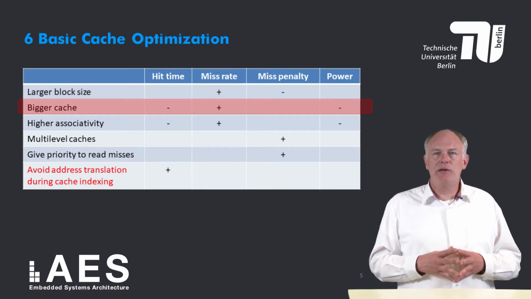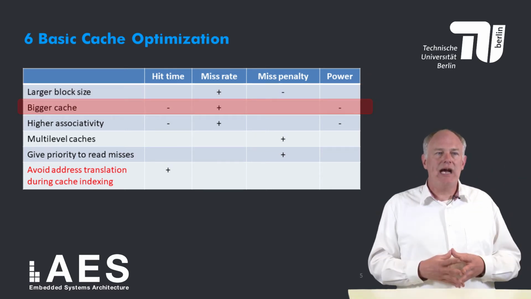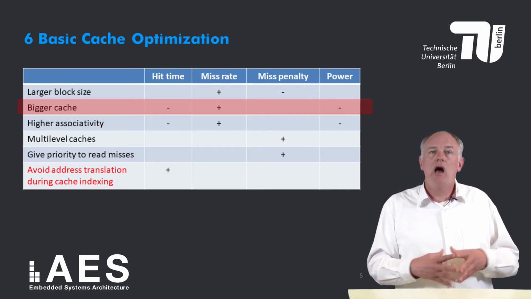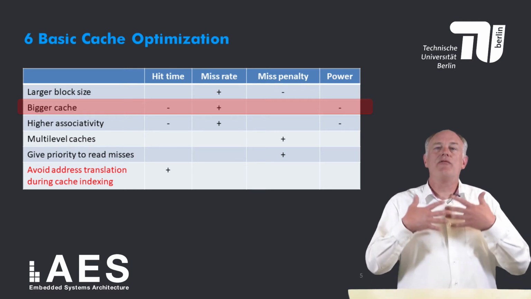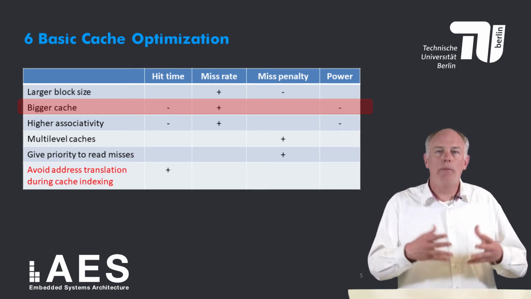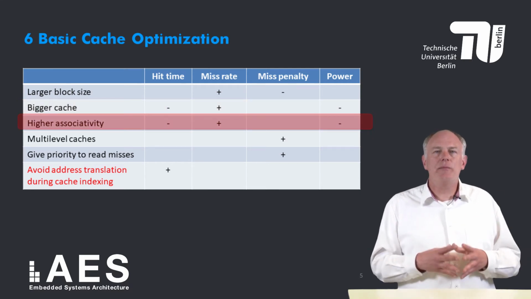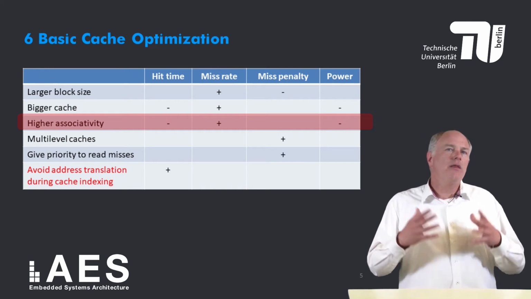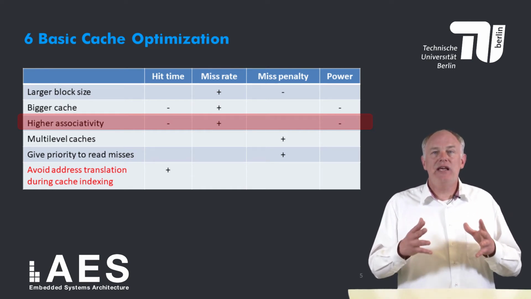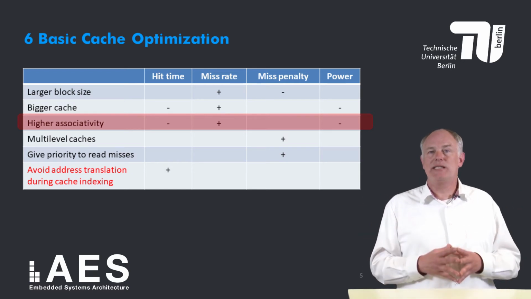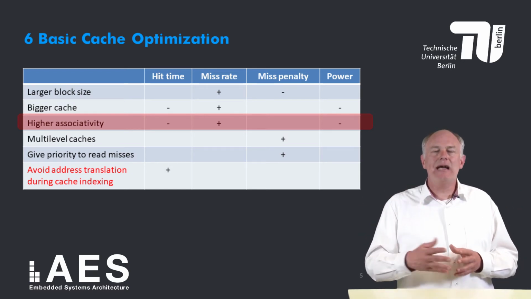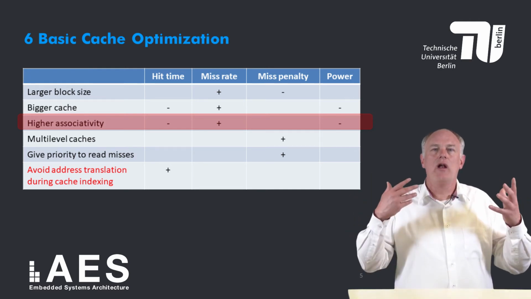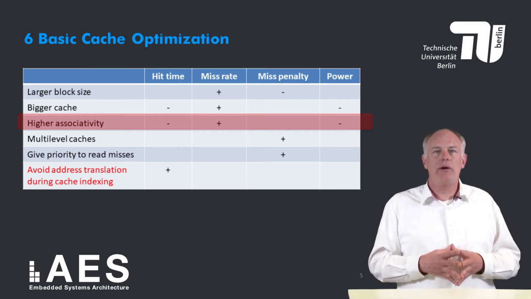The second basic optimization is to use a larger cache. This improves the miss rate due to fewer capacity misses. Larger caches, however, usually have a longer hit time and consume more power. The third optimization we have discussed before is higher associativity. This also reduces the miss rate, in this case because fewer conflict misses will occur. Like larger caches, however, caches of higher associativity also have a longer hit time and consume more power.